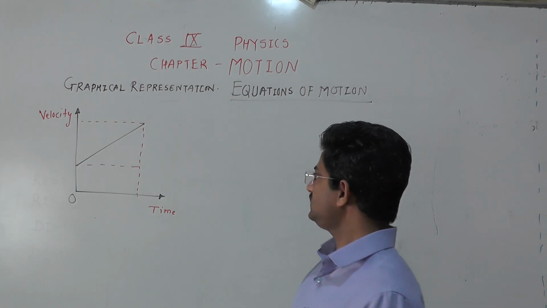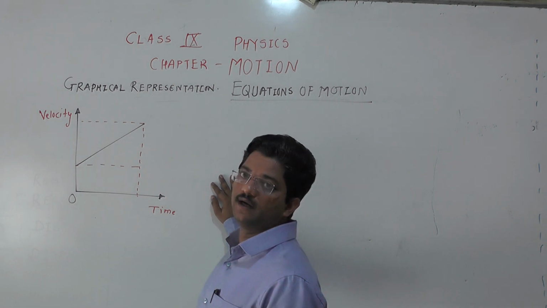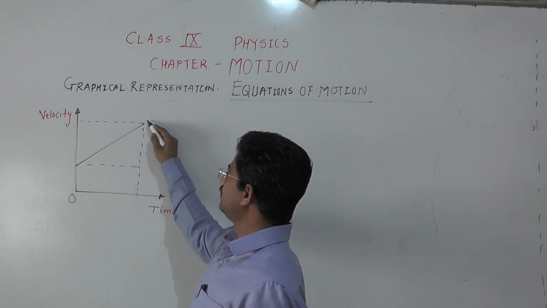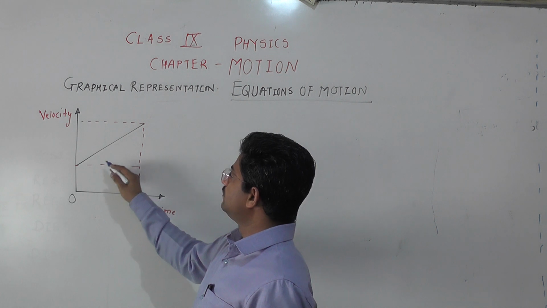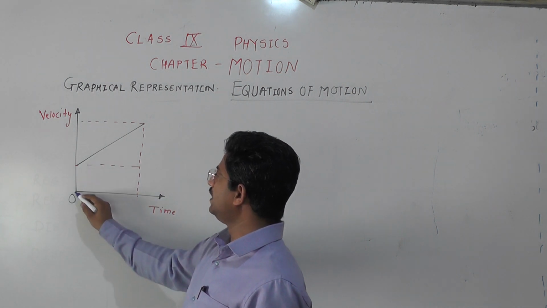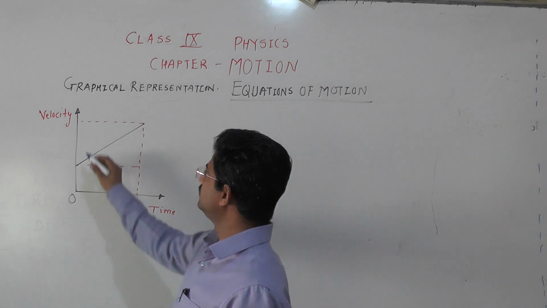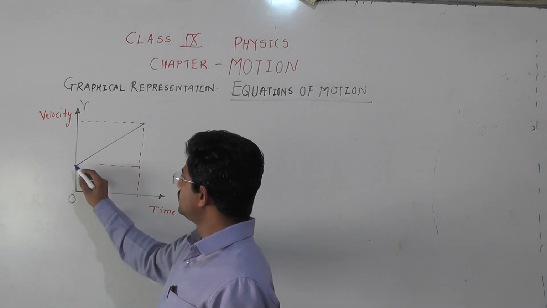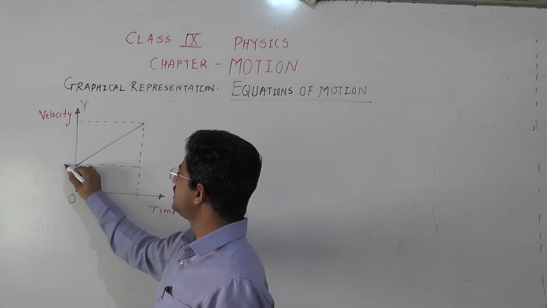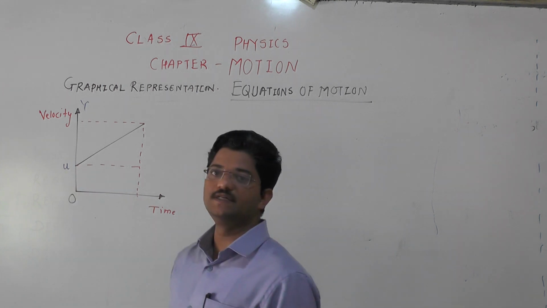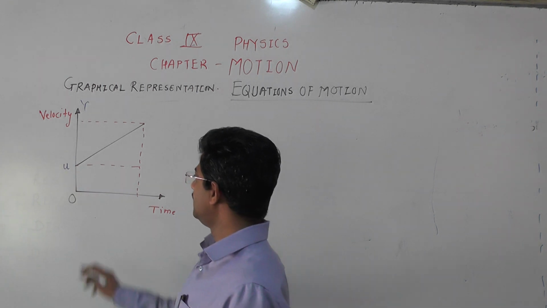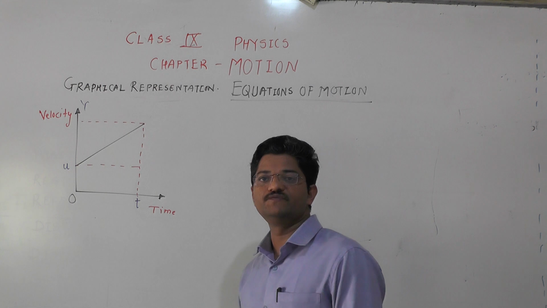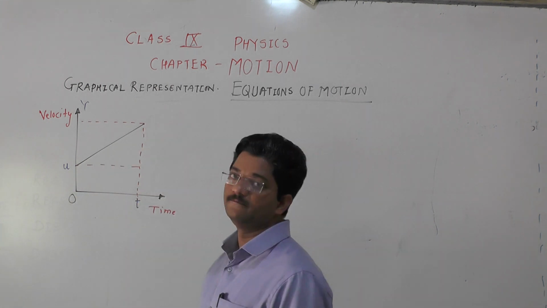Let us see now. Here is a velocity time graph I have drawn. In the velocity time graph there is an inclined straight line to the x-axis, starting from a non-zero value initially. The y-axis is representing the velocity. This particular value represents the initial velocity, represented by the letter u. This is the time, total time covered, let us assume it is a small t in this journey.